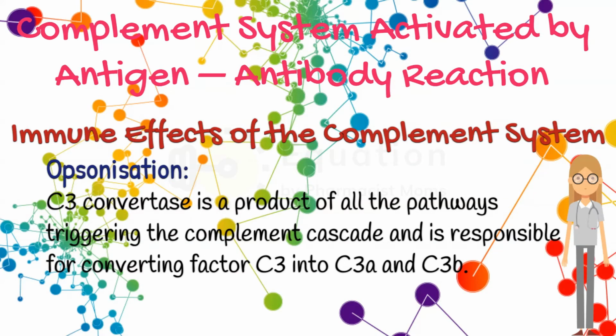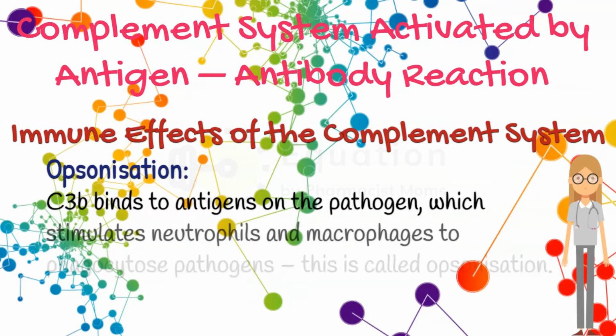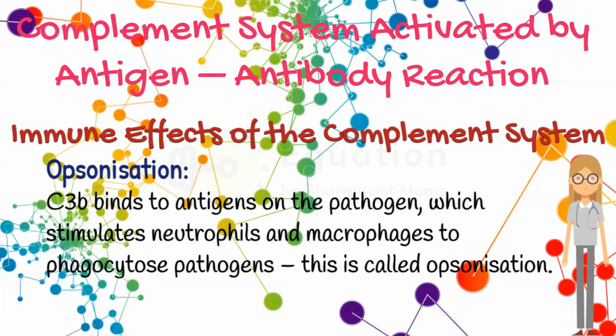C3 convertase is a product of all the pathways triggering the complement cascade and is responsible for converting factor C3 into C3a and C3b. C3b binds to antigens on the pathogen, which stimulates neutrophils and macrophages to phagocytose pathogens. This is called opsonization.